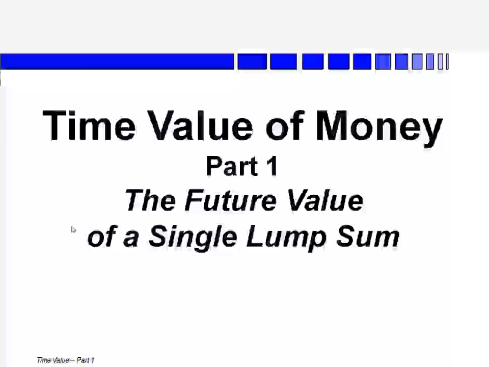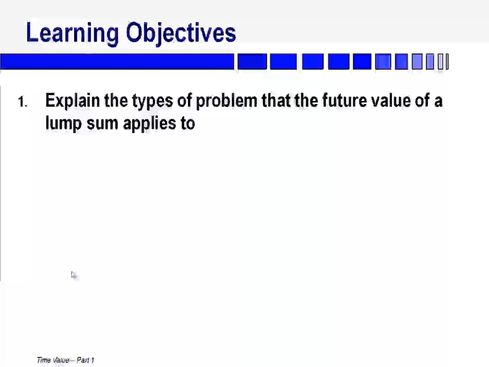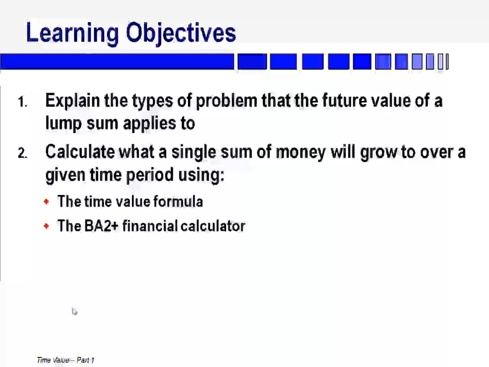Let's start with the basics of what you should be able to do once you've gone through the video. First, perhaps the most important thing to learn in this video is when you can use the future value of a lump sum setup. Second, you should be able to calculate the future value of a lump sum. In this video, I've demonstrated how to do this two different ways, using the time value formula and also using a financial calculator. In this case, I've used the BA2 Plus calculator, but other calculators with finance functions will be largely similar to the setup on the BA2 Plus.